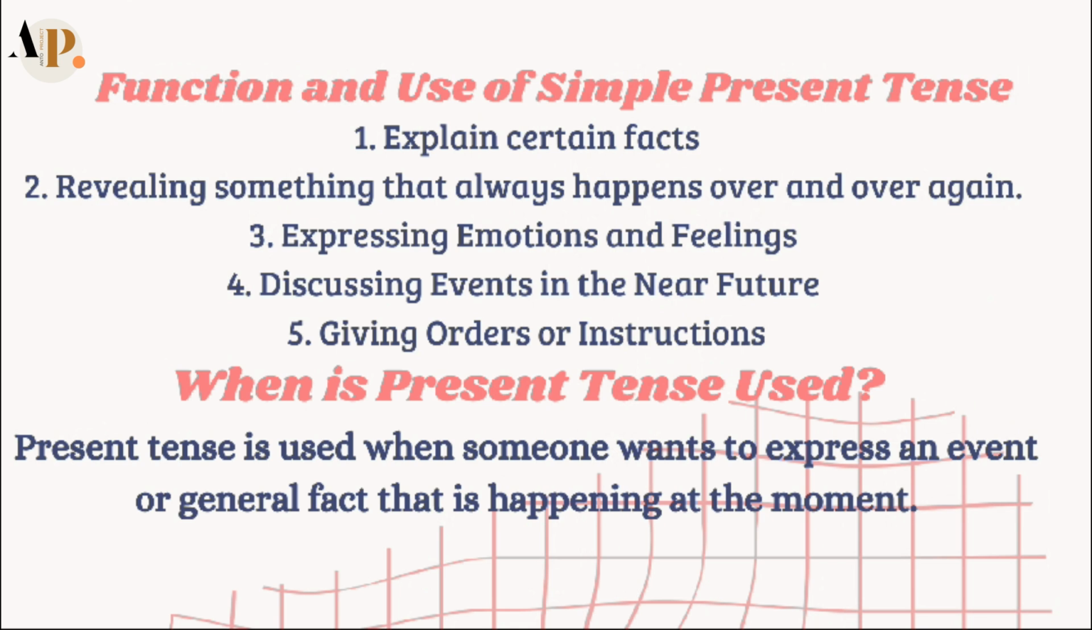Function and use of simple present tense. 1. Explain certain facts. 2. Revealing something that always happens over and over again. 3. Expressing emotion and feelings. 4. Discussing events in the near future. 5. Giving orders or instruction. When is present tense used? Present tense is used when someone wants to express an event or general fact that is happening at the moment.